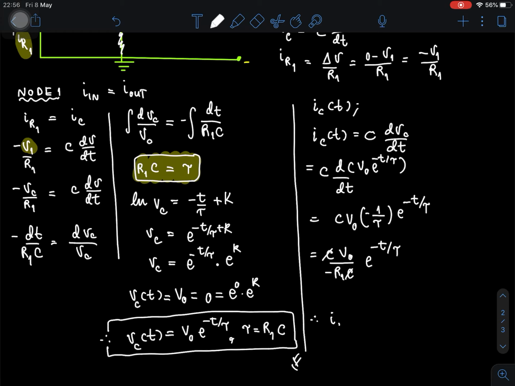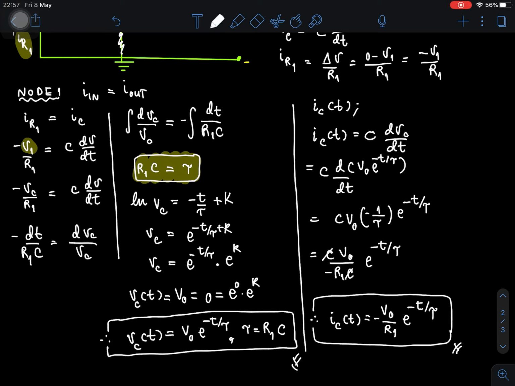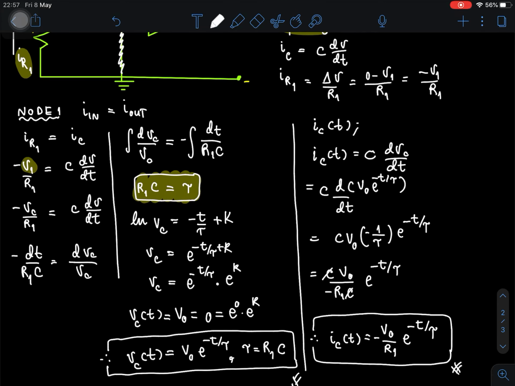So our I sub c as a function of time is basically negative V naught by R1 times e to the power of negative t by tau. And there you have both our answers. Good luck.